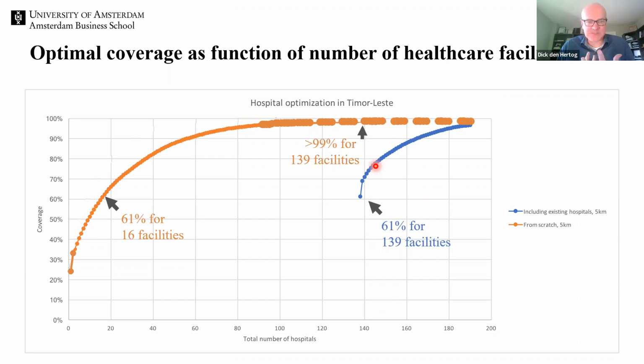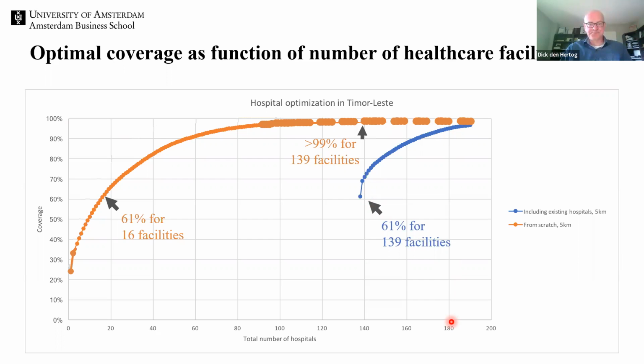And so for the current situation with the 139 facilities, the coverage was 61%, and here you see the coverage if you add facilities. And to arrive at 95%, you have to add around 40 new facilities. We also looked at the greenfield situation.